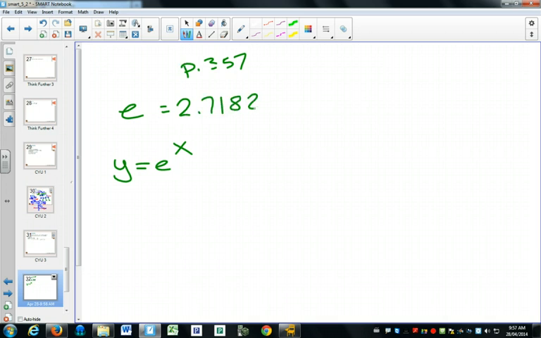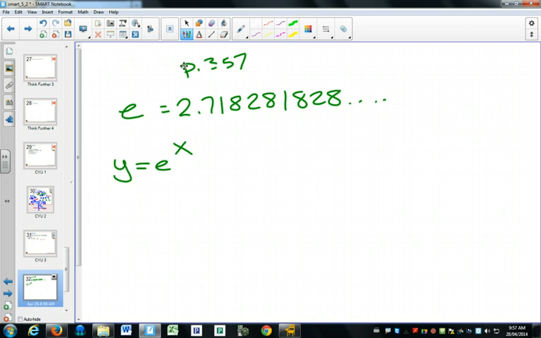2.7. And it keeps going, and it looks like it has a pattern of the 1828, 1828, but it doesn't. It goes different after that. And it's another special number like pi. It's the number e, and it comes up a fair bit in calculus.